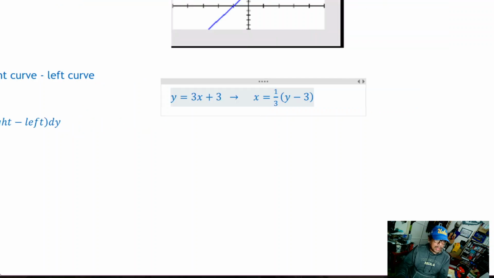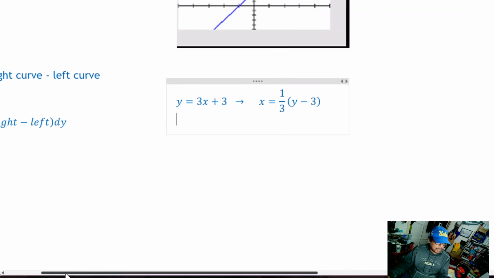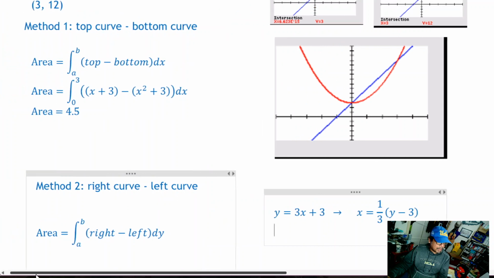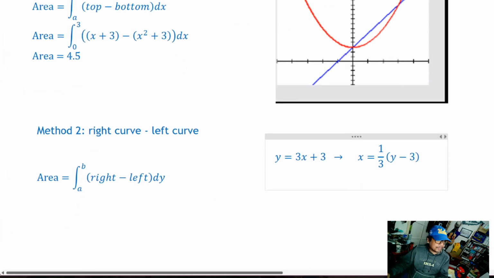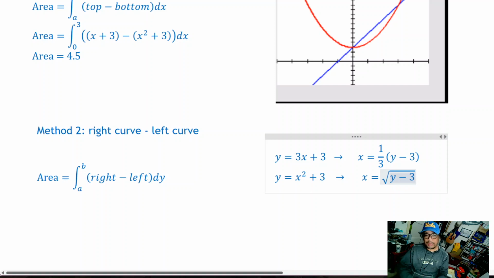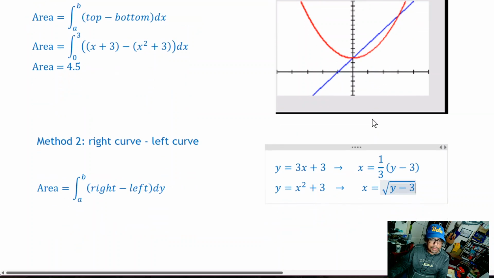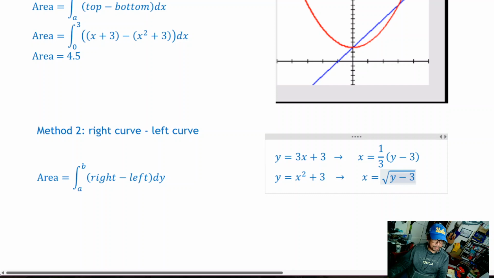If we take the other curve that we have, that other curve was y equals x squared plus 3. We would get that x is equal to the square root of y minus 3. And I know what you're thinking. You might be thinking, well, how do I know to use the positive root and not the negative root? Well, if we take a look at where the region is and the parabola is, all these x coordinates are positive. So that means that I need the positive root over here.